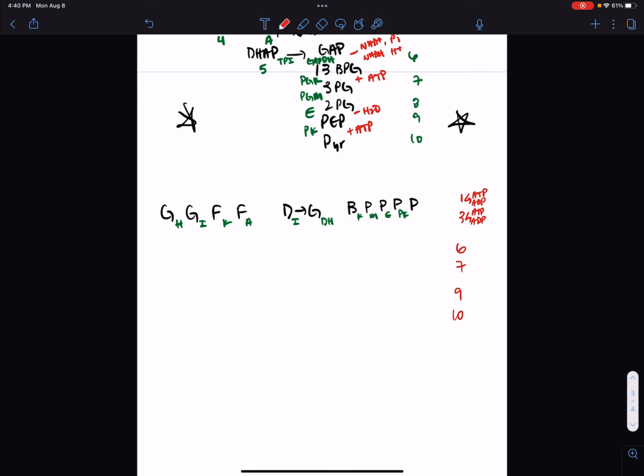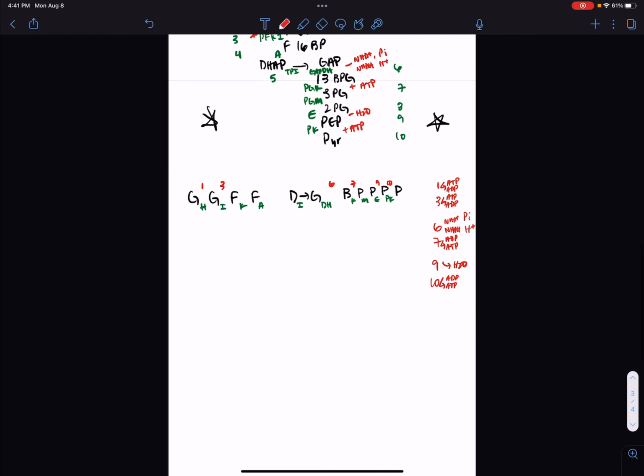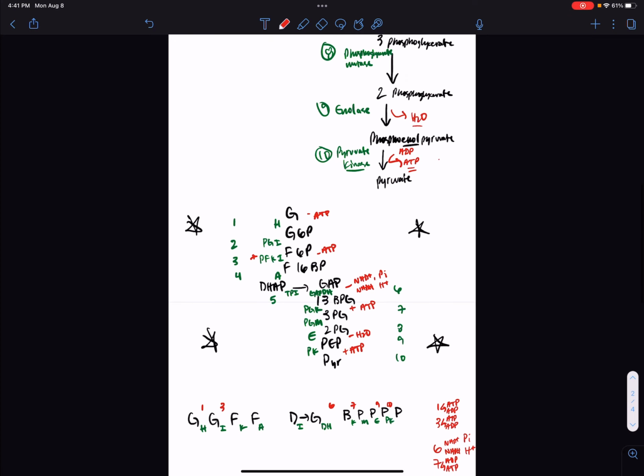So 6 and 7, 6 is the weird one, NAD plus, and then inorganic phosphate gives you NADH and that hydrogen ion. Here we're putting ADP in, tearing off a phosphate to get ATP. And then here at 9, we're getting just water out, right? That's the enolase. And then at 10, we're netting that ATP again. So that's the payoff. And that is glycolysis, everyone.